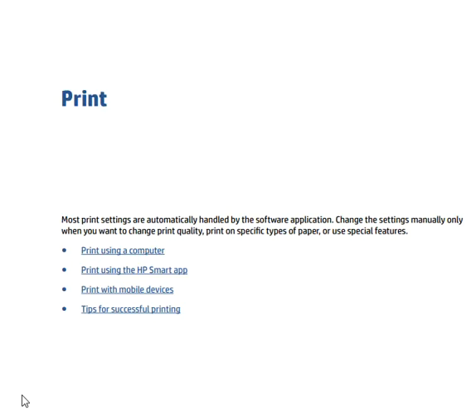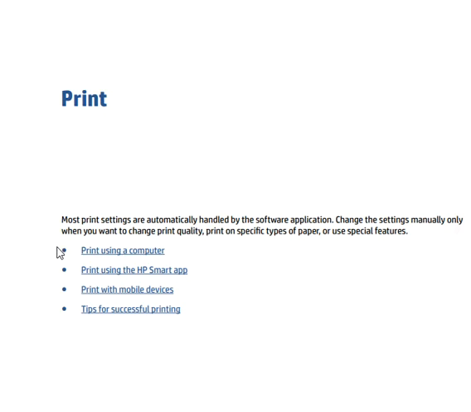Hi, in this video we are going to see about printing in HP OfficeJet Pro 9010 series printer. Most print settings are automatically handled by the software application. Change the settings manually only when you want to change print quality. So in this video we will cover these topics as you can see on the screen.